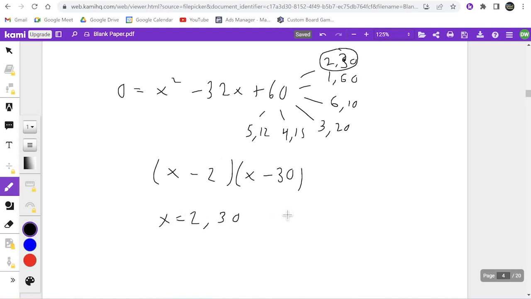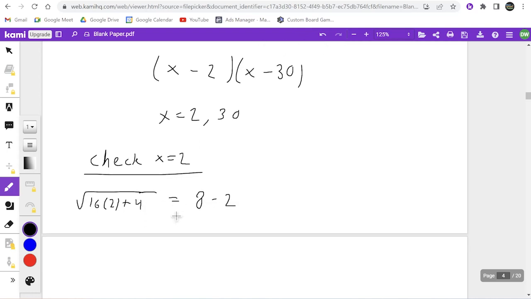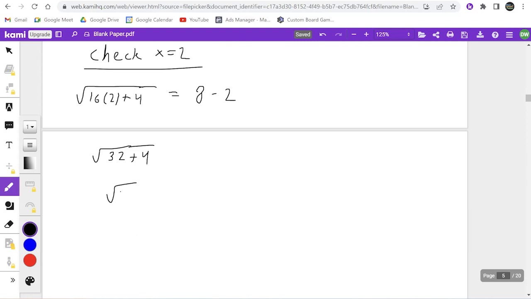So now I have to check these, and this is not fun, but we're going to do it anyway. First, we will check x equals 2. I'm not even sure if you have room on your paper to write this, but I hope you do. It's going to be the square root of 16 times 2 plus 4. We want to know if that equals 8 minus 2. So 16 times 2 is 32 plus 4. That's going to be root 36. And on the right side, it's just 6. Now the good news is the square root of 36 is 6, which means 6 equals 6. Check. Looks like x equals 2 is correct.